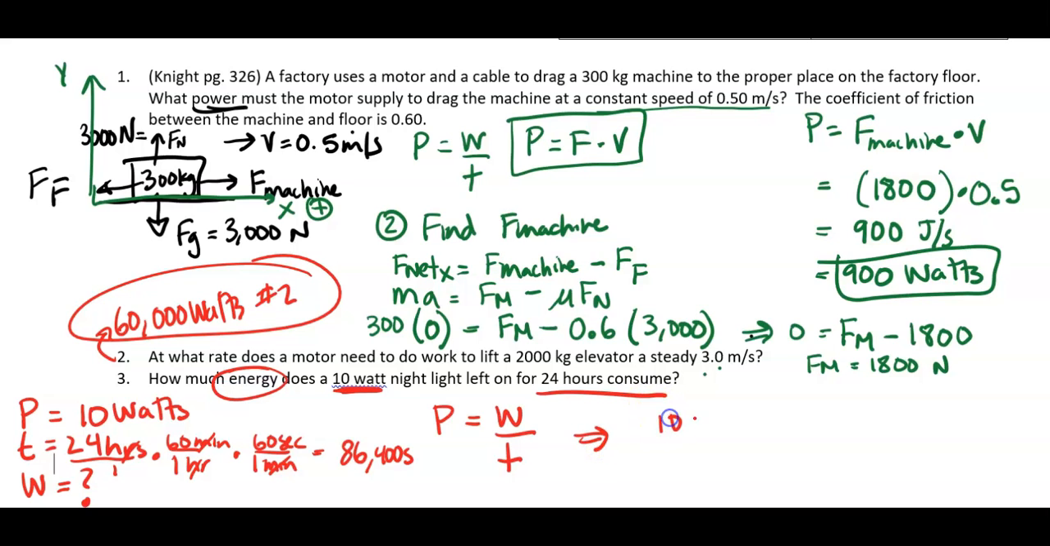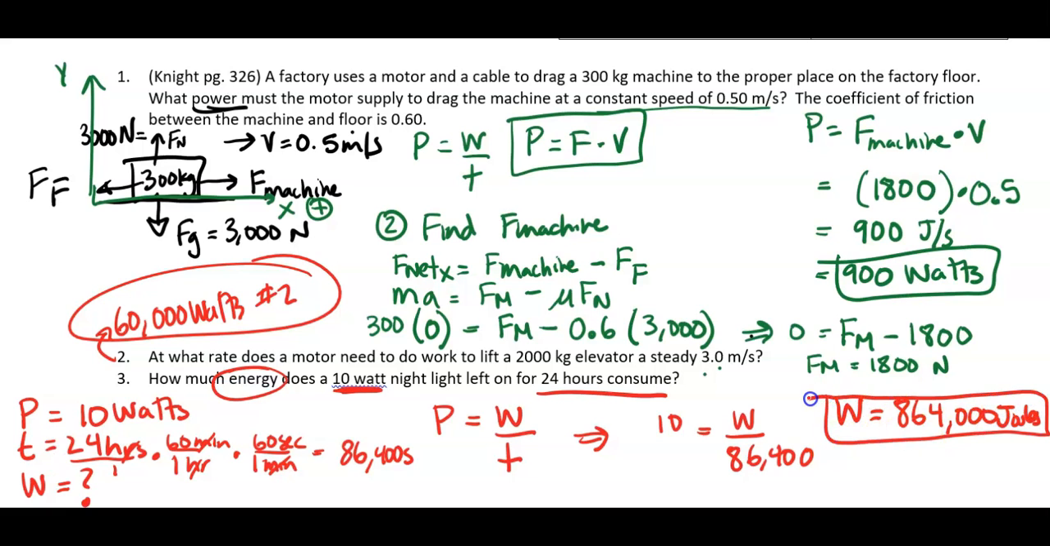So power is 10 watts. Work is what we're trying to find, the energy, and the time is 86,400. Great. So we do some math. The work, or the energy, is going to be, we'll just have to multiply those. So that's 864,000 joules. And so that is how much energy the 10-watt nightlight uses.